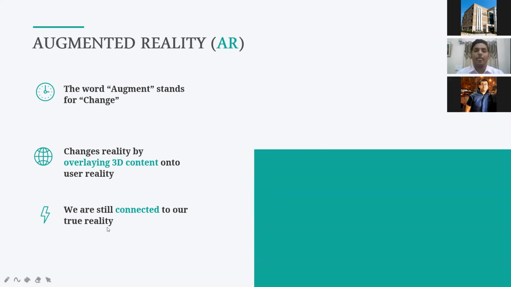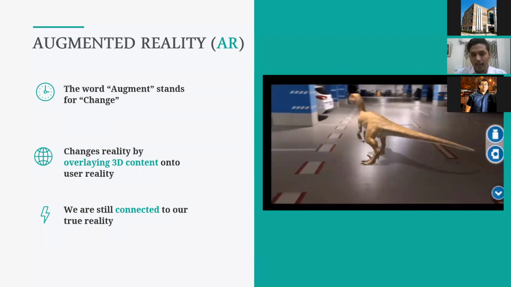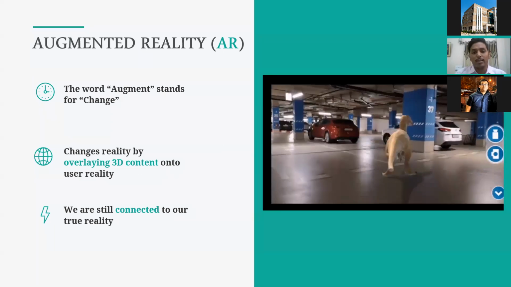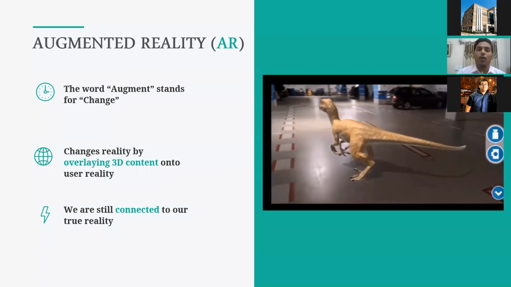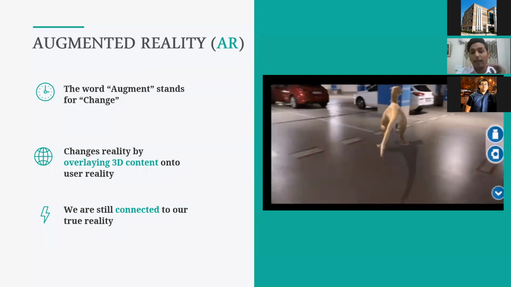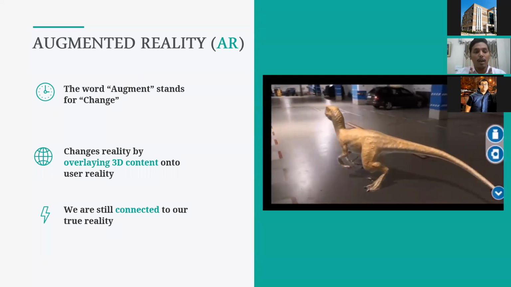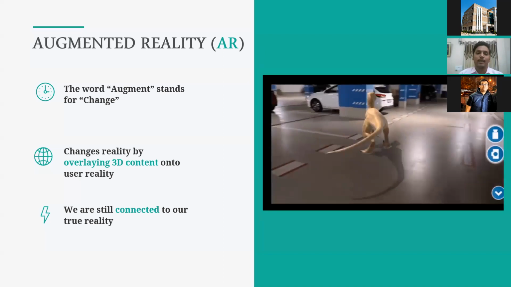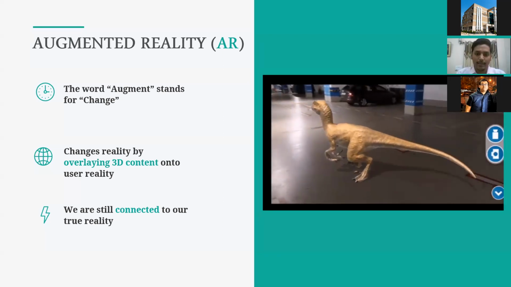Let's see an example of that. Take this example of a dinosaur in AR. What do we see? We see a garage in which the building structure is there, and the cars are there. They are a part of our own reality. They are true reality. They are things which we can touch and feel. But the dinosaur in there is not real. So we are overlaying digital content onto reality to change our reality, and hence it is known as augmented reality, or changed reality.